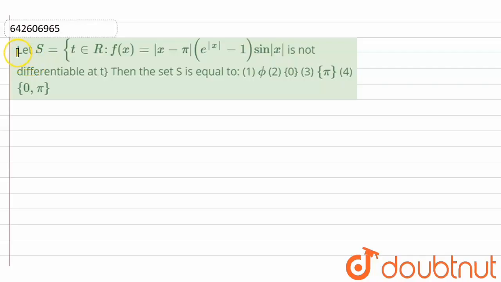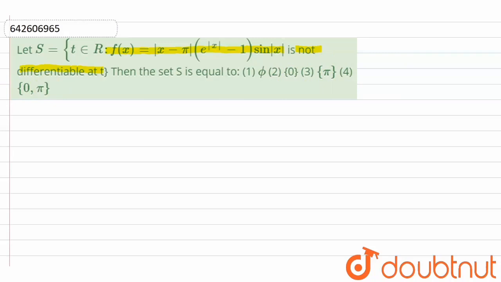Hello everyone. So let's start with the question. The question says: let S be the set of P belonging to R such that f(x) = |x - pi| (e^|x| - 1) sin|x| is not differentiable at P. Then the set S is equal to: the options are, first option empty set, second option a set with the element 0, third option a set with the element pi, and fourth option a set with the elements 0 comma pi.